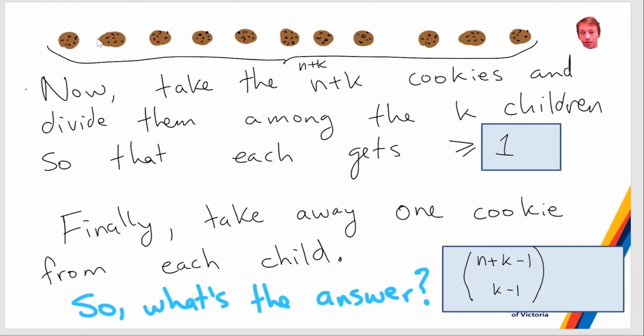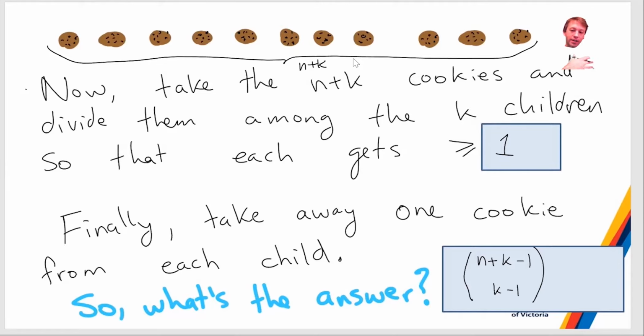So that's the number of ways to choose k minus 1 dividers. And once I do that, I then take away a cookie from each child. And that's the same as giving the cookies to the children in such a way that they can have 0. So the k extra cookies are just a thought experiment to solve the problem. You don't have to go bake them.